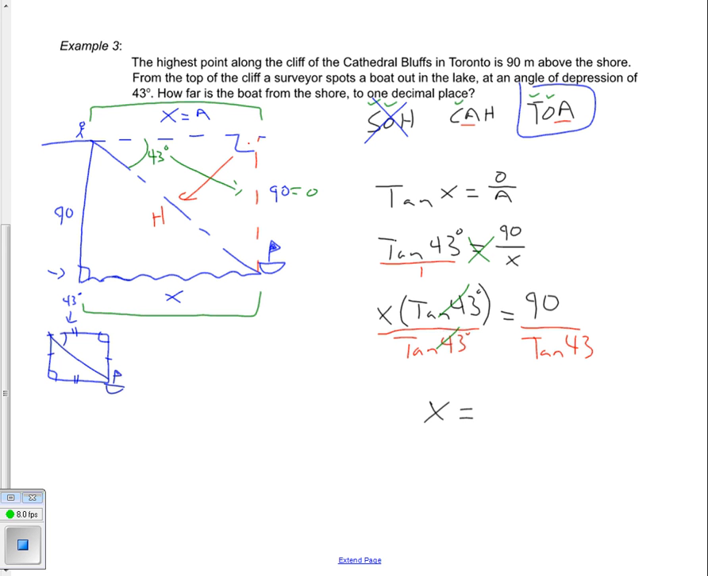And 90 divided by tan 43 is going to be equal to 96.5 approximately. Okay, so in this instance, the boat is 96.5 meters away from the base of the cliff.